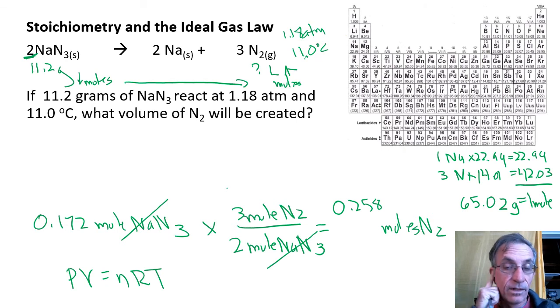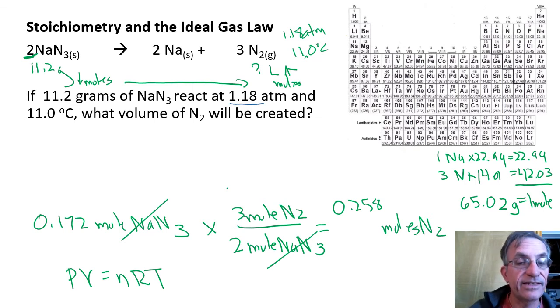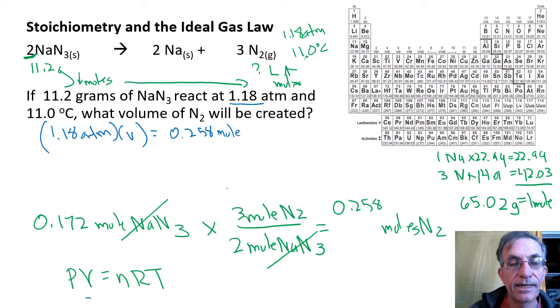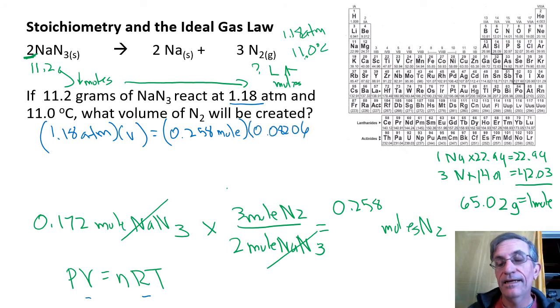So let's see here. I like to make a little list. I don't really have a lot of room, so I'll try to fit it in here. We have the pressure. That's what this number is. If it says atmospheres, that's your pressure. V is the volume. That's what I'm looking for. n is your moles. And then we get R. R is that number you've been using in the last part, 0.08206. And then we get T. T is your temperature.